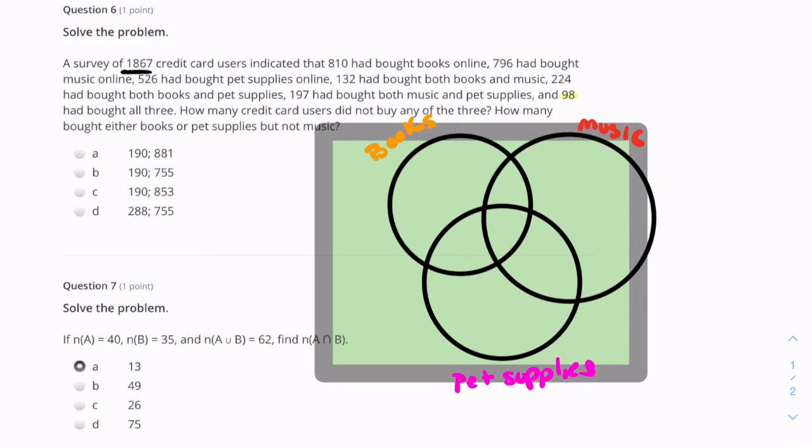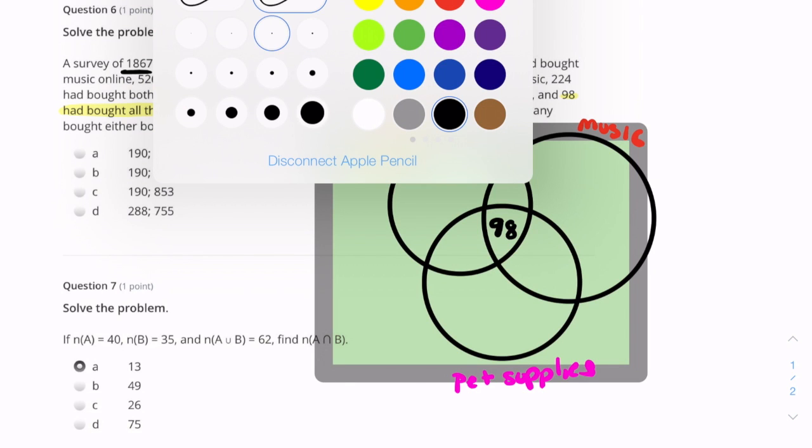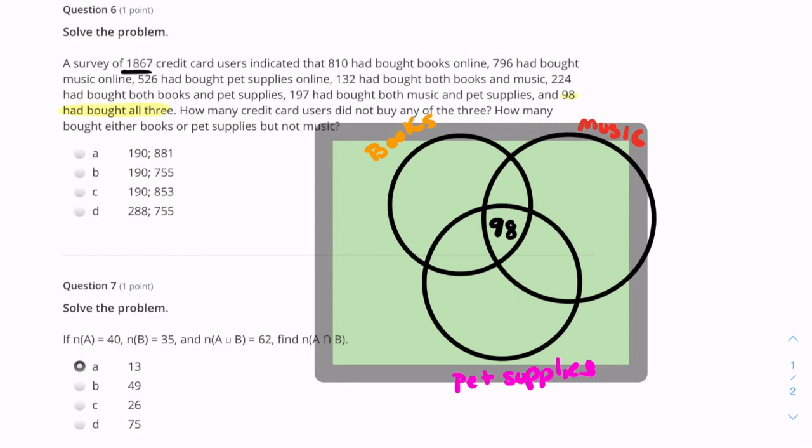So 98 had bought all three. So 98 goes in the overlap of all three of these circles. Next, it says 197 had bought both music and pet supplies. So 197 minus 98 gives us 99, or 98 plus 99 gives us 197 people that bought music and pet supplies. So we add both of those together.